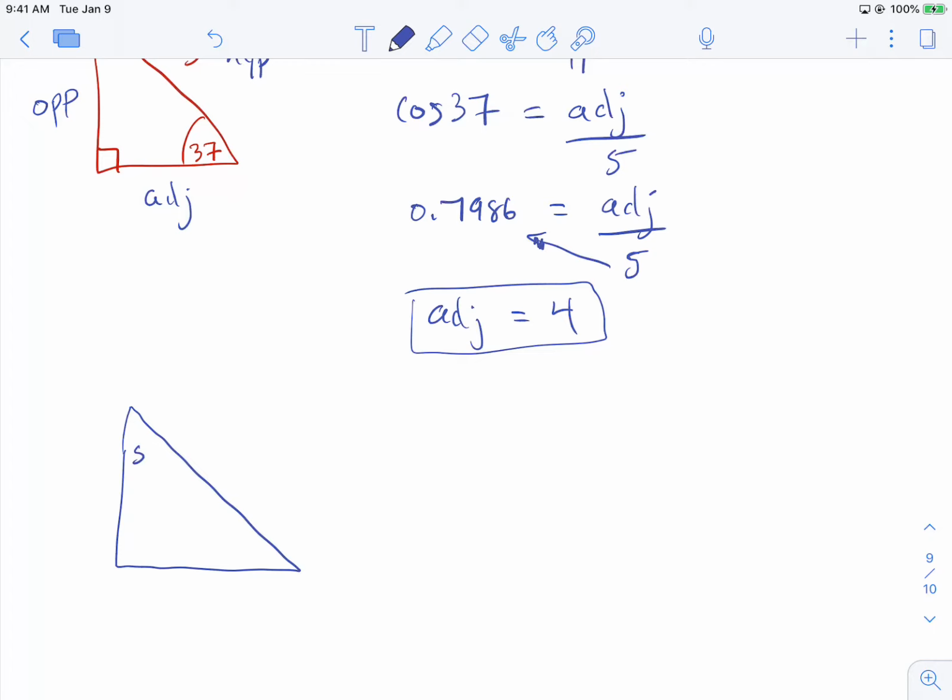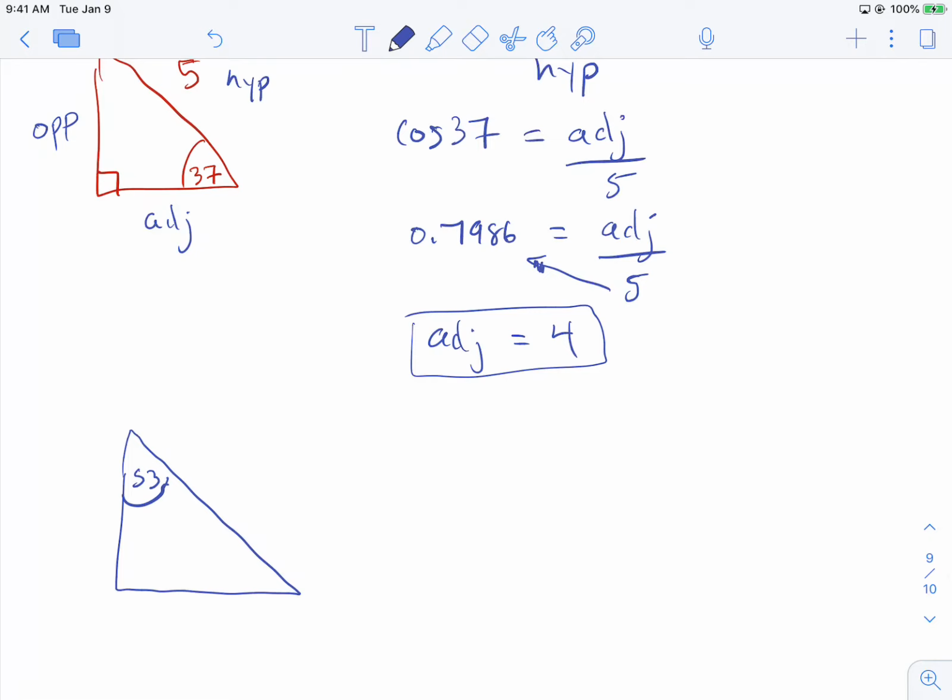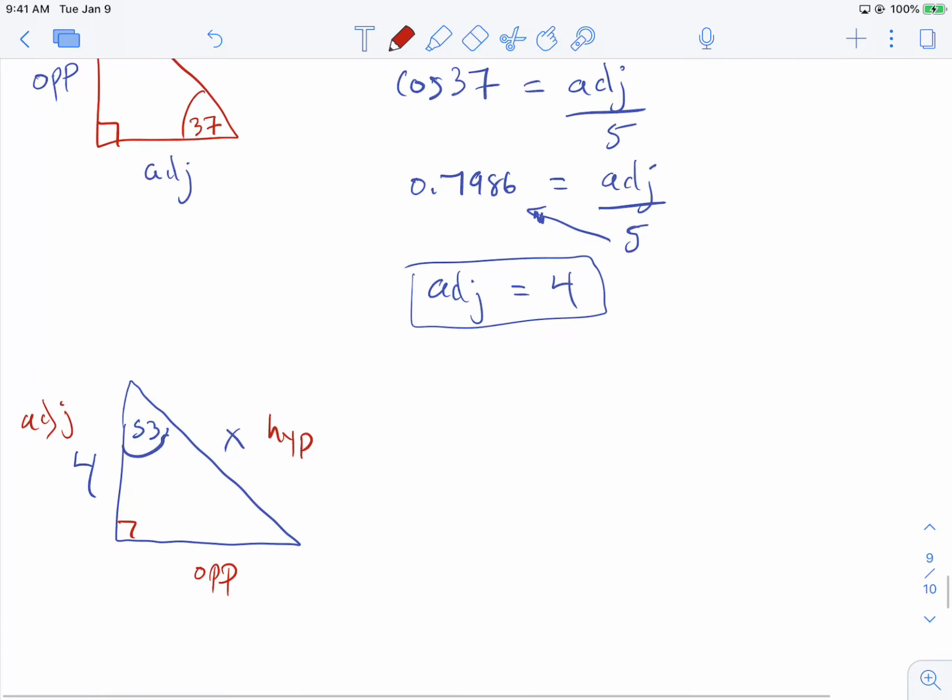So why don't I do 53? And my adjacent side is going to be 4. And then I'm going to try to solve for this. So let's label my triangle here. Here's my hypotenuse, because it's opposite my right angle. Here's my adjacent. And here's my opposite, according to that. And we know our formula, cosine x equals adjacent over hypotenuse.